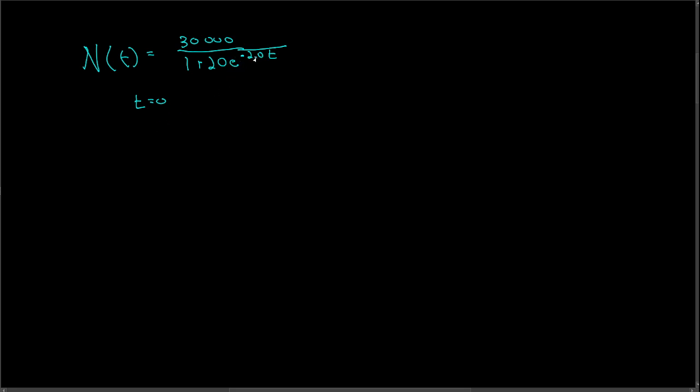And noting when this is 0, we get e to the 0, and anything to the 0 is 1. So the number of cases at time equals 0 is 30,000 over 1 plus 20 times 1, or 30,000 divided by 21. If I run to my calculator here really quick, I get 1428 and some decimal places that we're going to round up to 1,429 people.